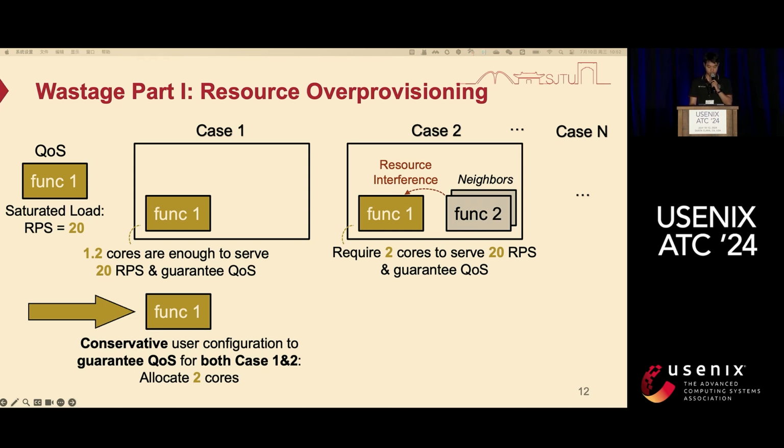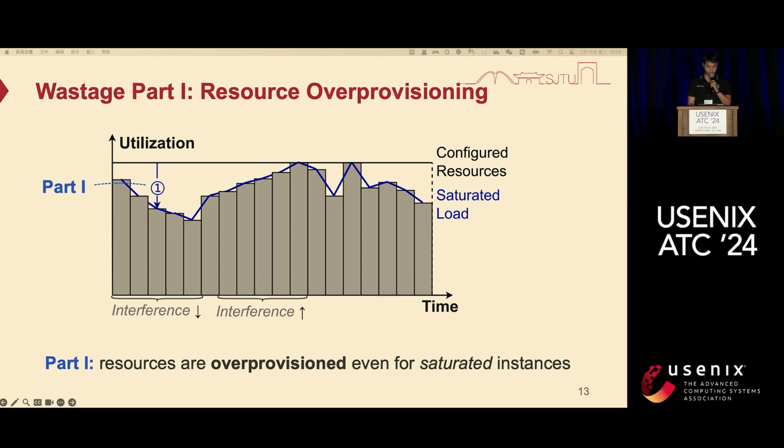However, in case 2, function 1 is interfered by its neighbors, which results in degradation of performance, so it may need 2 cores to process 20 RPS and guarantee QoS. Therefore, since the instance is required to handle saturated load of requests and guarantee QoS under various interference scenarios, the user will conservatively allocate more resources to the instance. For example, in this case, the instance requires at least 2 cores of resources to satisfy both case 1 and case 2. This makes the resource wasted in some cases. For example, in case 1, the instance wastes 0.8 cores. Therefore, the over-provisioning of saturated instances causes the first part of resource wastage.